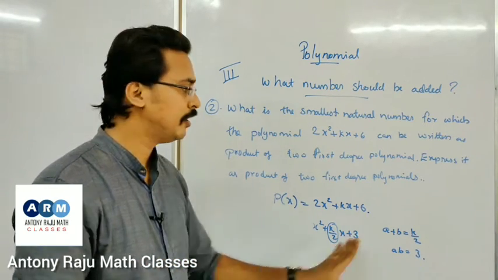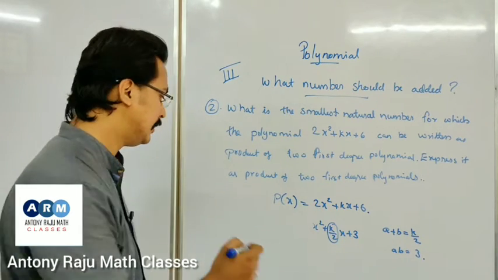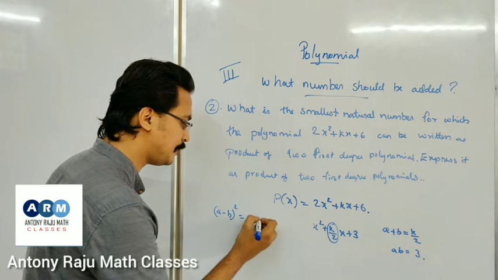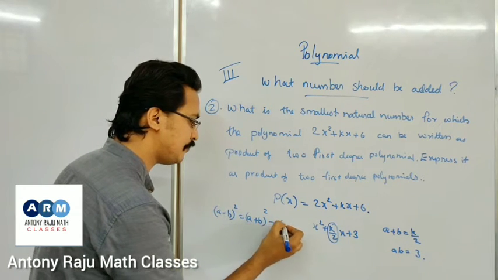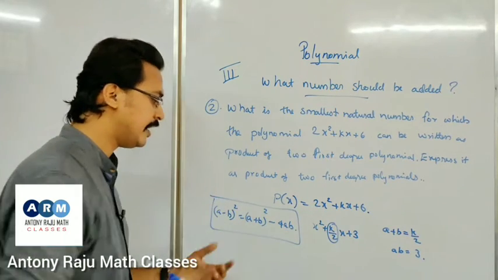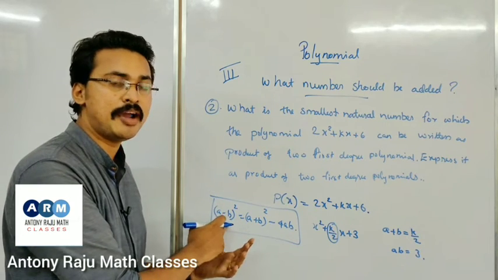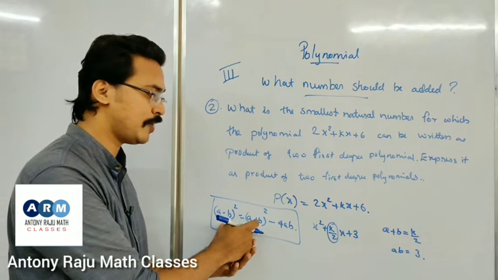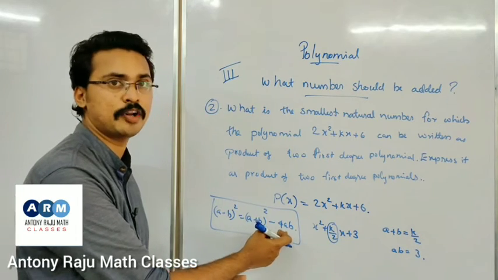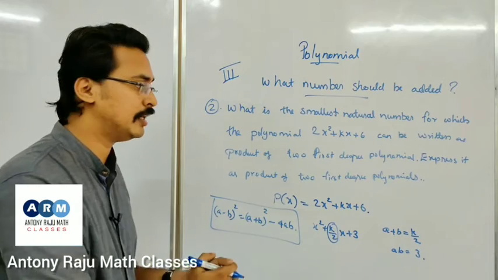Now this is our identity: a minus b whole square is equal to a plus b whole square minus 4ab. In this identity we have a square and b square, and minus 2ab and plus 2ab are the same, so we get minus 4ab. We will use this identity.